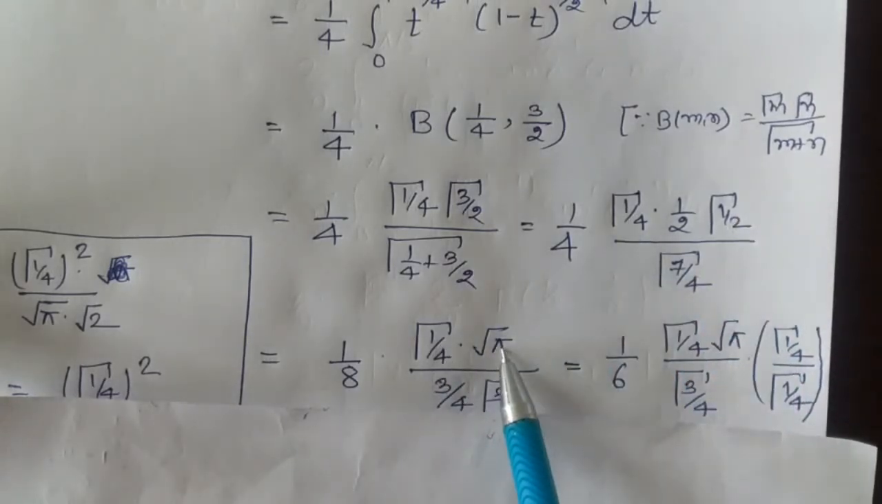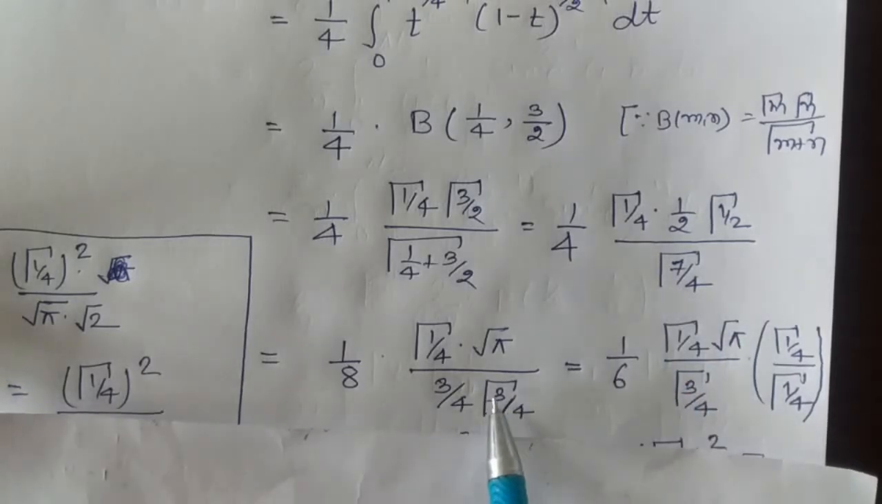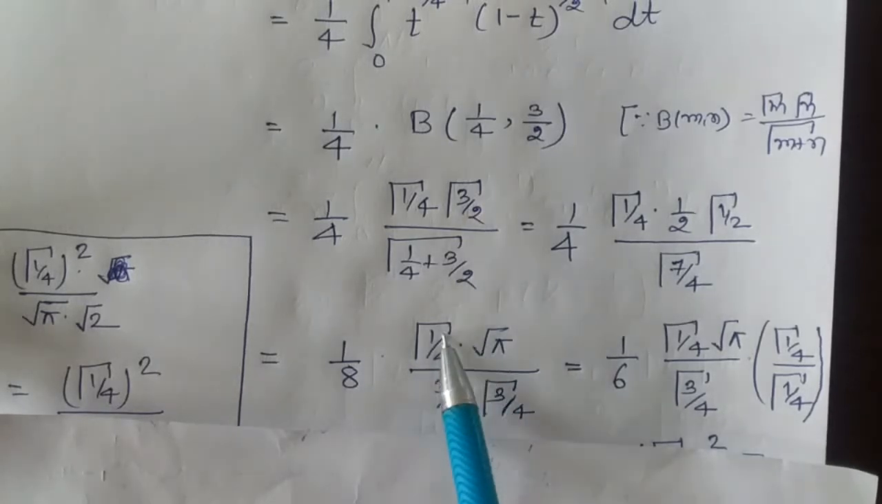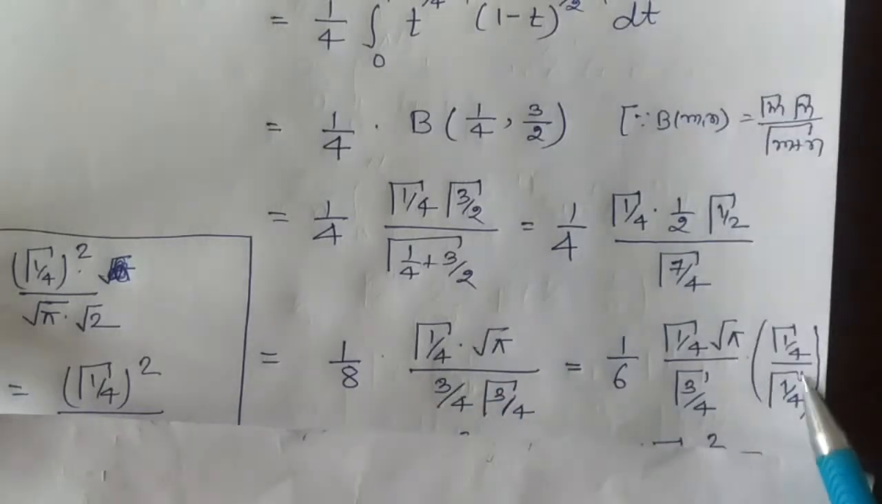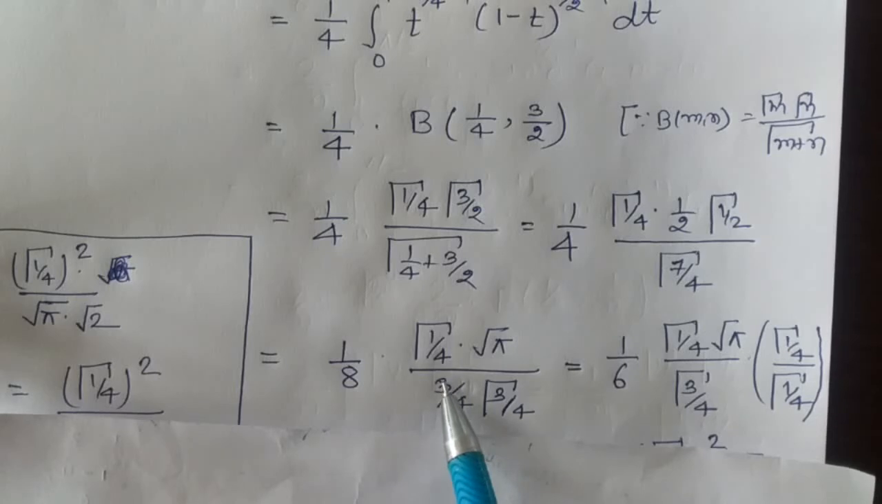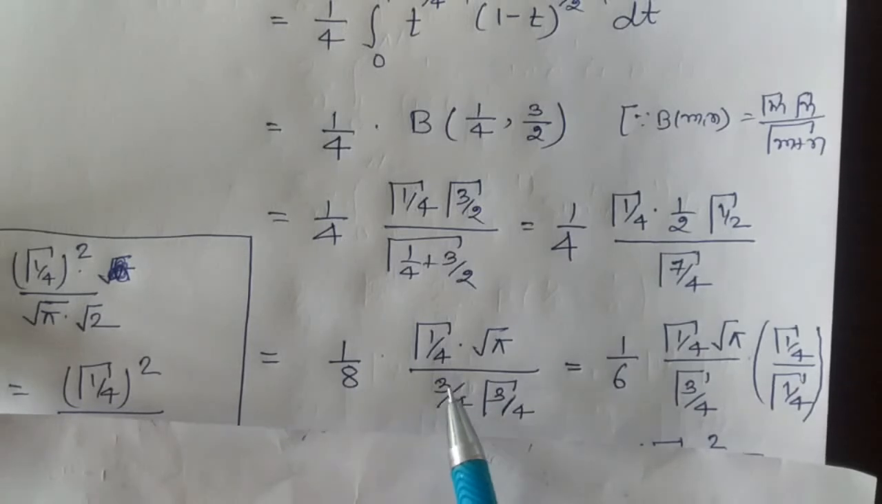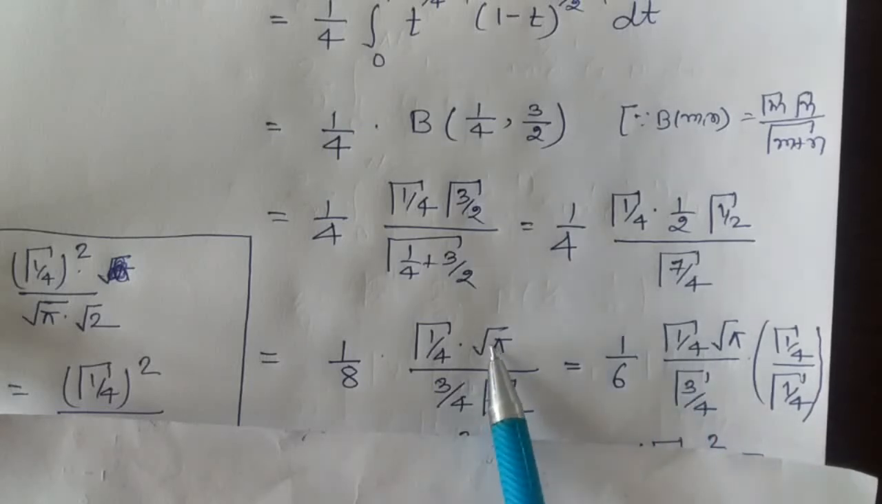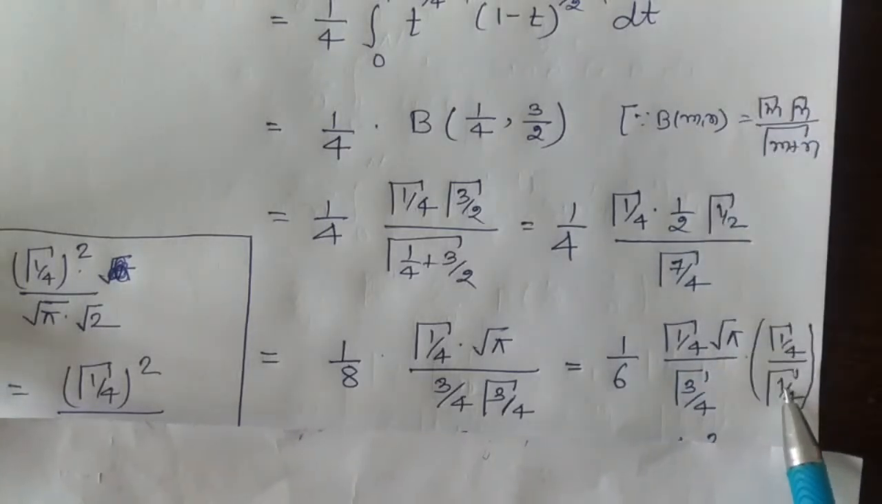Gamma half is root pi, and gamma 7 by 4 is 3 by 4 into gamma 3 by 4, since gamma n plus 1 is n gamma n. Now as we require gamma 1 by 4 square in the numerator, we multiply and divide this expression by gamma 1 by 4. And further this 3 by 4, the 4 goes in the numerator, then 4 by 8 is 1 by 2, and 1 by 2 into 1 by 3 is 1 by 6. So we have 1 by 6 into gamma 1 by 4 root pi upon gamma 3/4, and here we multiply and divide by gamma 1/4.